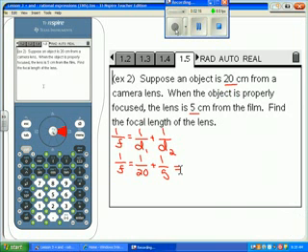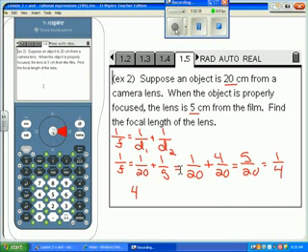Okay, so we have 1 over 20 plus 1 over 5. Common denominator? 20. So this stays 1 over 20. 1/5 becomes what? 4 over 20. Good. When we add them together, we get 5 over 20, and this reduces to 1/4. So what is the focal length? 4 centimeters. Very good. Any problems? That was a piece of cake, right? Okay, so let's get a little bit harder.